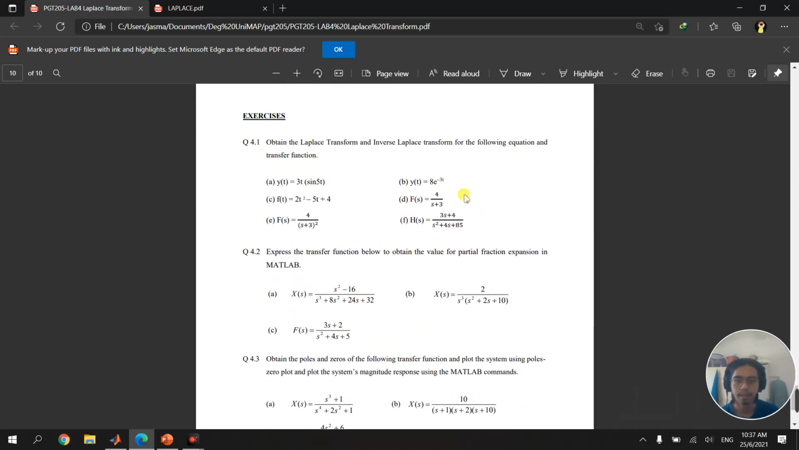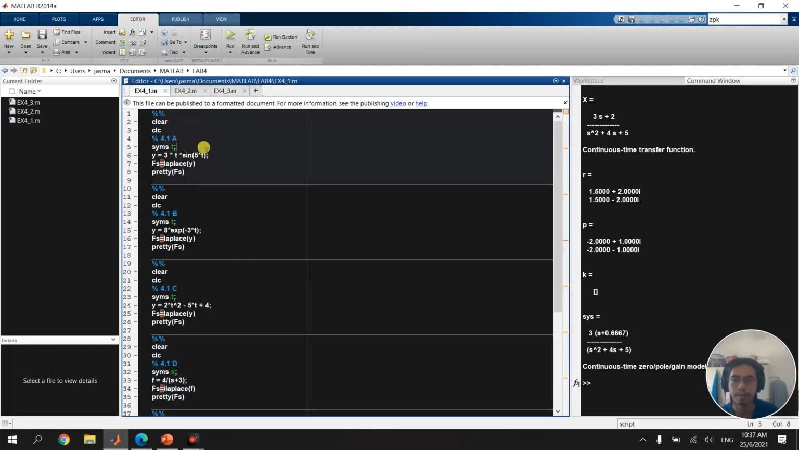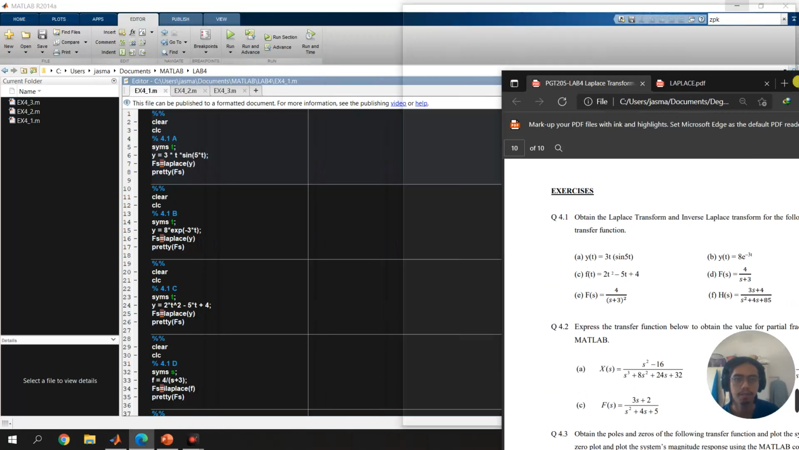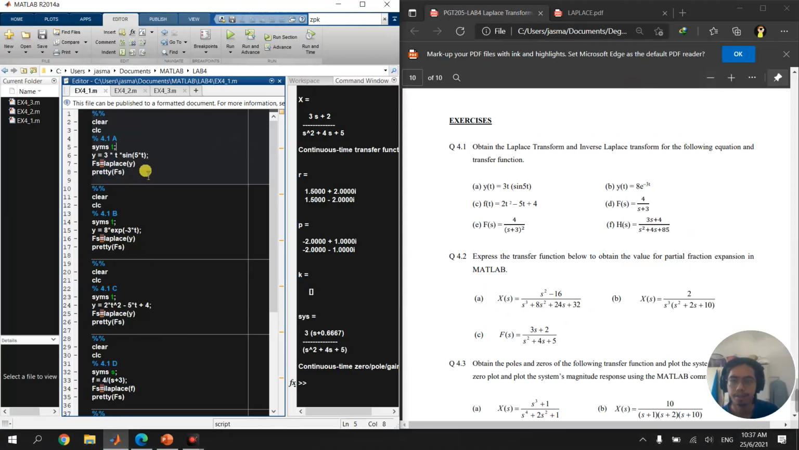This is the first question: to obtain the Laplace and inverse Laplace transform for the following equations and transfer function. I have done it first. So this is the first question.